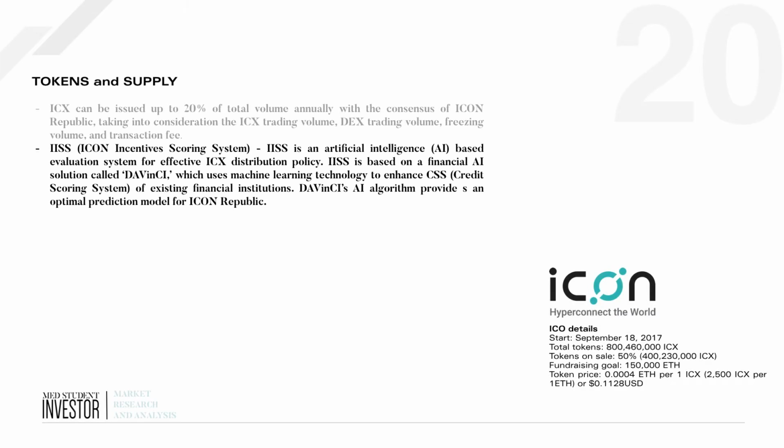Icon Incentive Scoring System is an artificial intelligence-based evaluation system for effective ICX distribution policy. IISS is based on a financial AI solution called DaVinci, which uses machine learning technology to enhance CSS, the credit scoring system of existing financial institutions. DaVinci's AI algorithm provides an optimal prediction model for Icon Republic.